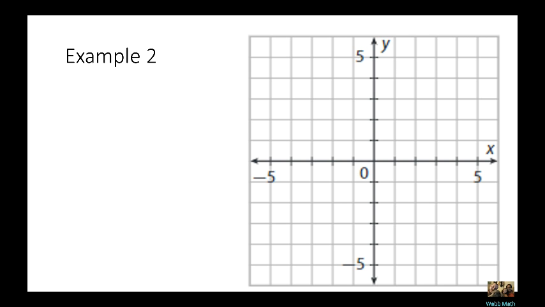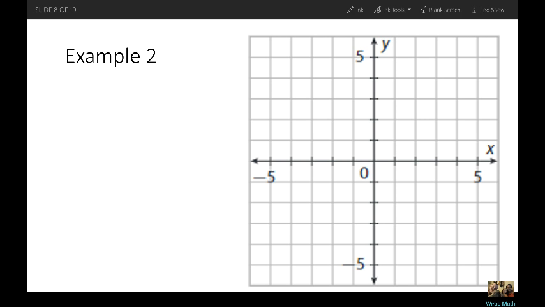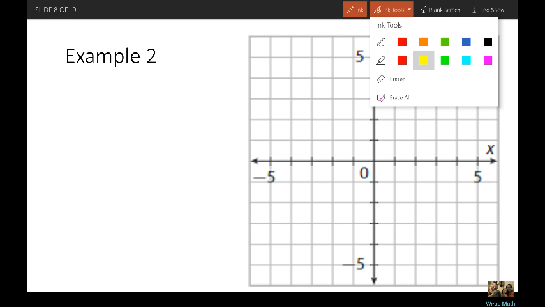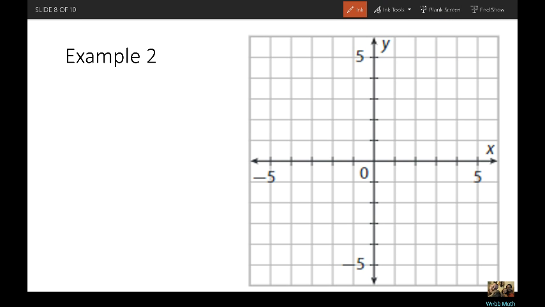Example 2. Apparently I decided to give you more examples. Awesome. Okay. Let's say my center, and I'll make it up as I go, let's deal with double negatives. So my center is at -3, comma, -2.